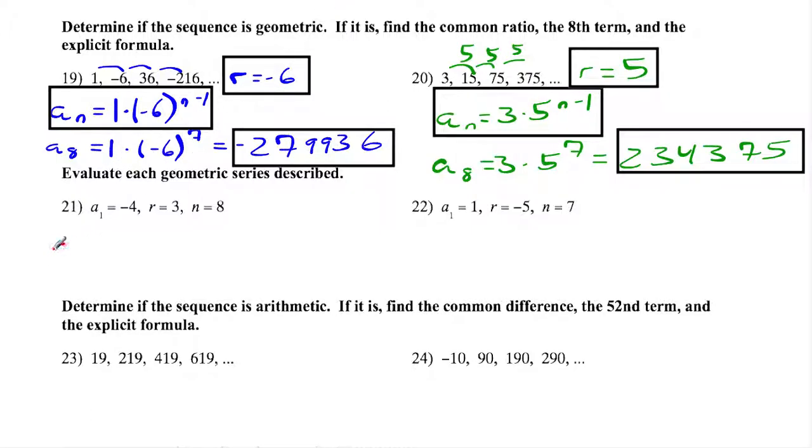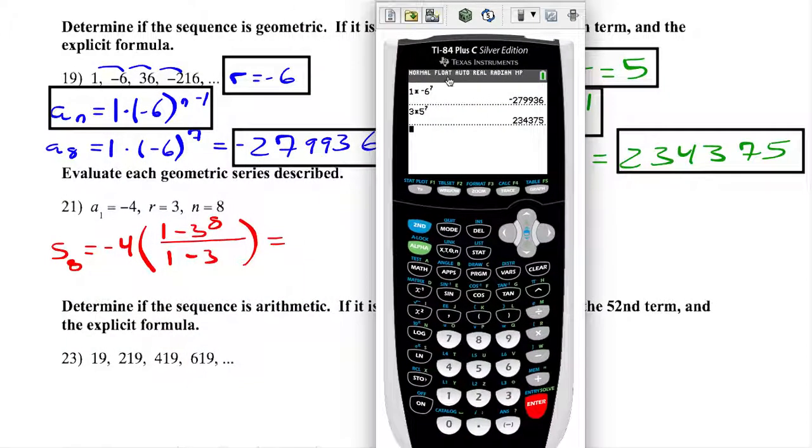Well, the sum of, so this is the 8th term, is equal to the first term, so -4, times 1 minus r to the nth power divided by 1 minus r. So we can just plug that all into the formula. Watch out for parentheses with this one.